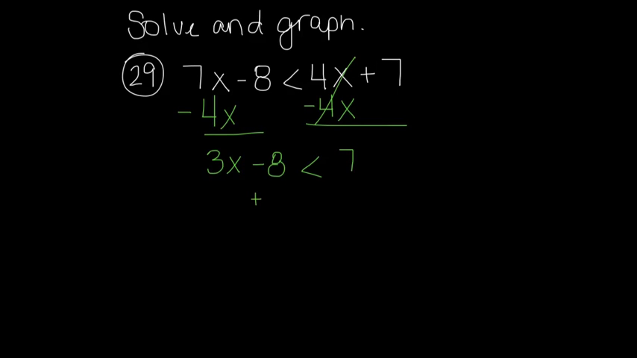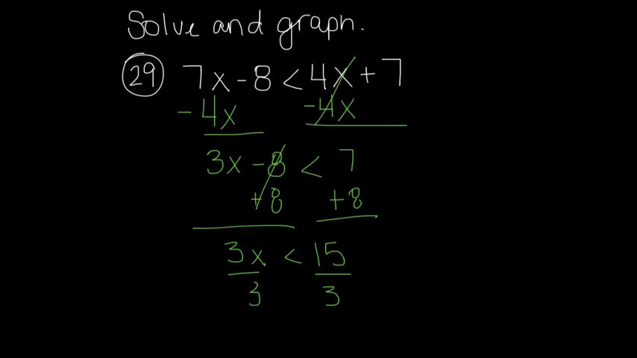Now I can add that 8 to both sides, which leaves me with 3x, my 8's cancel, is less than 15. To finish it off, I'll divide both sides by 3, which leaves me with x is less than 5. 15 divided by 3 is 5. I do not have to flip the sign. I don't have to change the direction of the inequality sign because I only divided by a positive number.